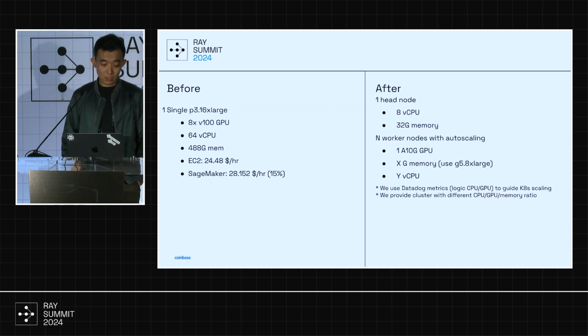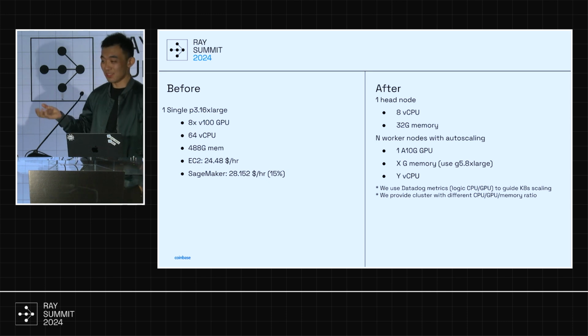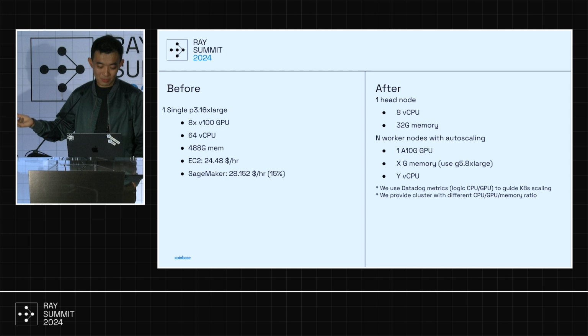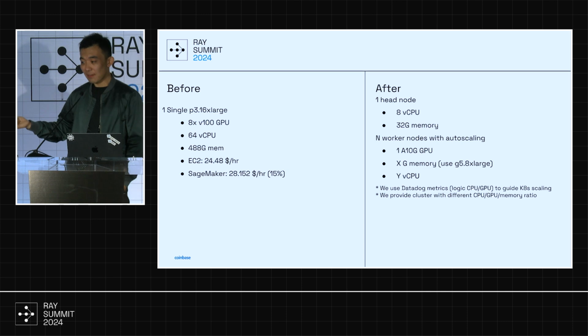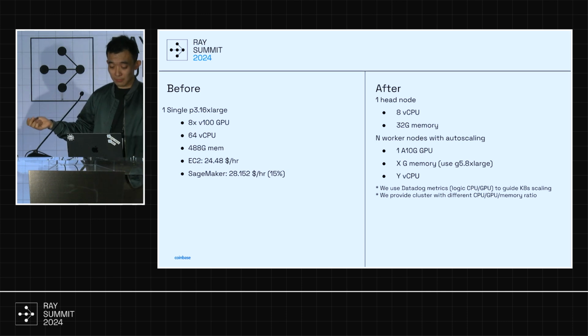So before, in typical cases, we used the P3 16xlarge. A lot of GPUs, a lot of CPUs, a lot of memory, but very, very expensive. Right now, we go back to using G5 8xlarge, with A10G GPU. So it's relatively cheap compared to before, and that's what we have.